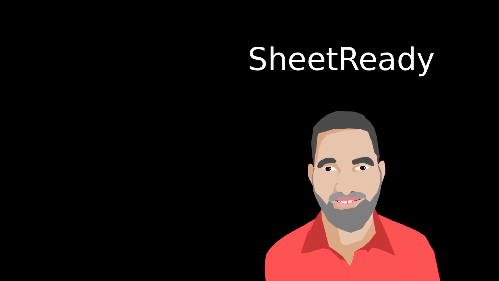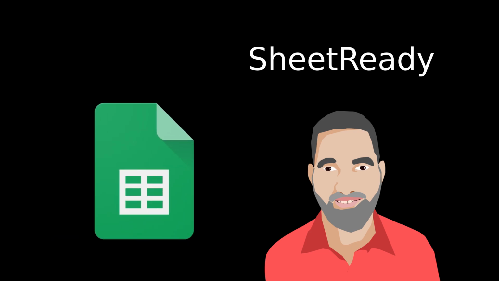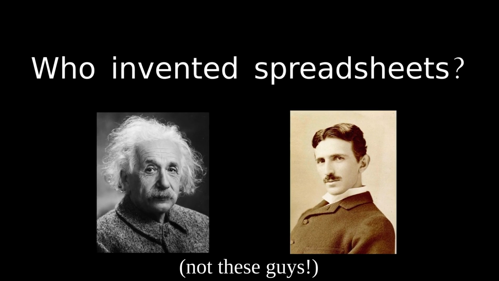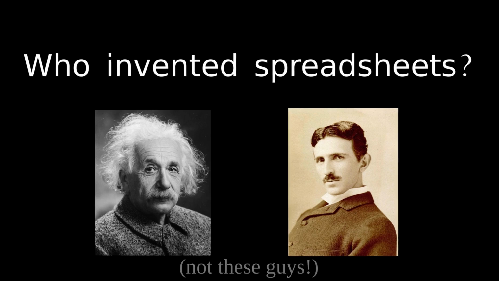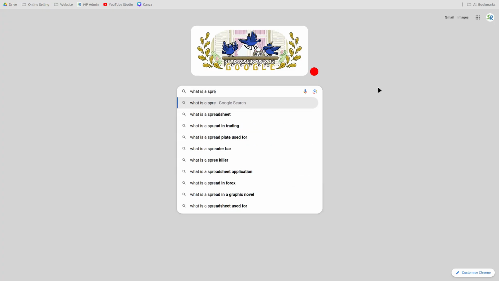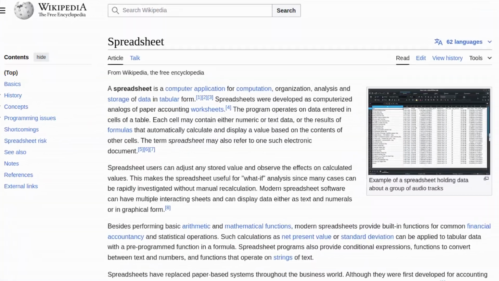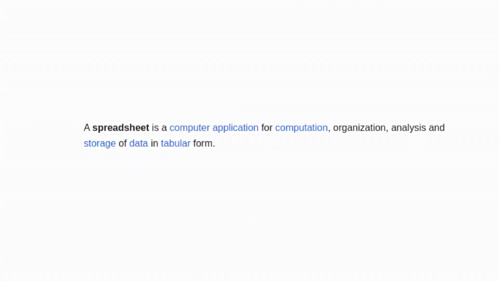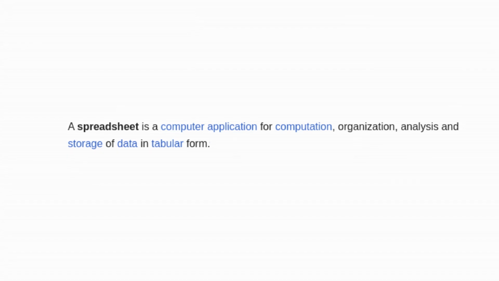This is the first in a series of video tutorials on how to use Google Sheets. But before we do anything, I want to explore the question, who invented spreadsheets? Where did they come from and what were they used for? Now, I'm assuming you know what a spreadsheet is, but if not, a basic definition from Wikipedia is: a spreadsheet is a computer application for computation, organization, analysis, and storage of data in tabular form.